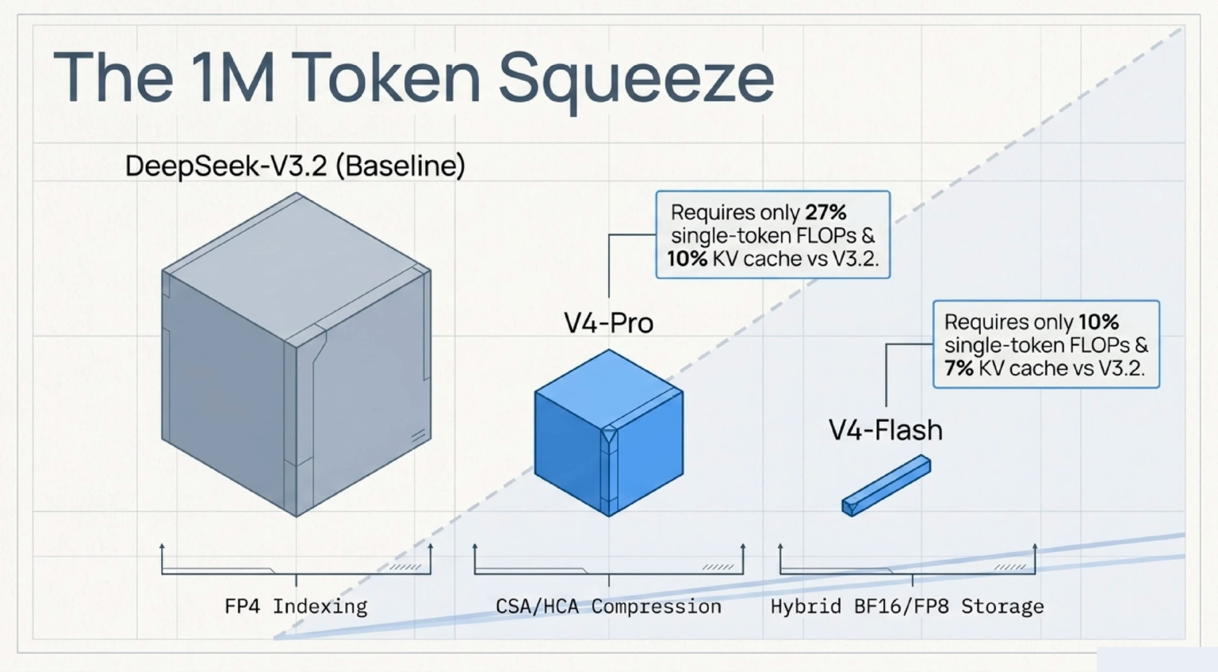Let's talk about what we call the 1M-Token squeeze. Compared to our DeepSeek V3.2 baseline, the V4 architecture is incredibly efficient. The V4 Pro model requires only 27% of the single-token inference flops and just 10% of the KV cache. V4 Flash is even leaner, needing only 10% flops and 7% KV cache. We achieved this massive reduction through FP4 indexing, CSA and HCA compression, and a hybrid BF16 and FP8 storage system.